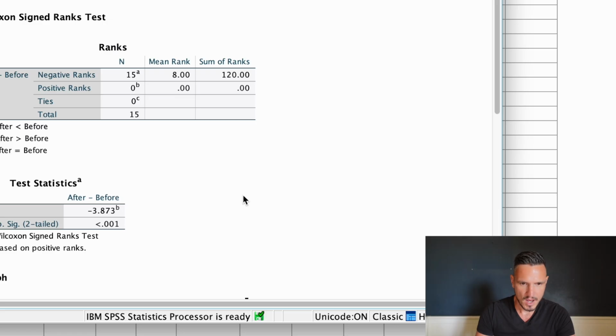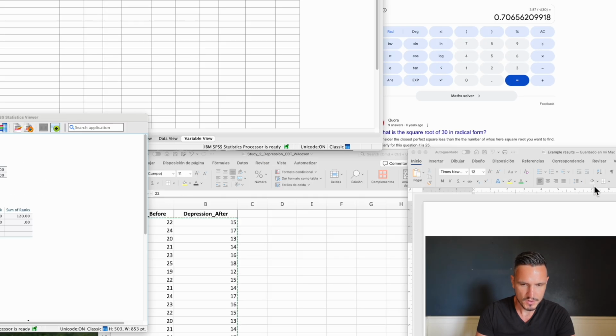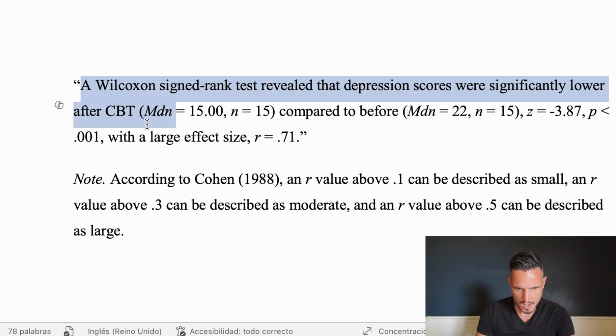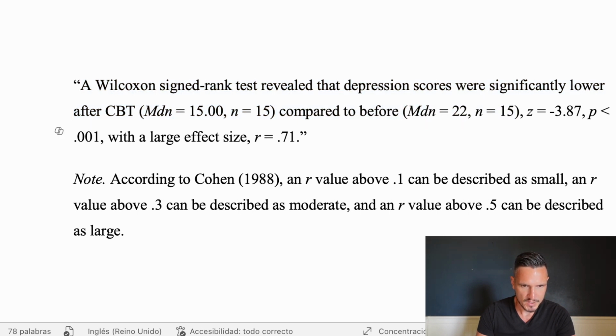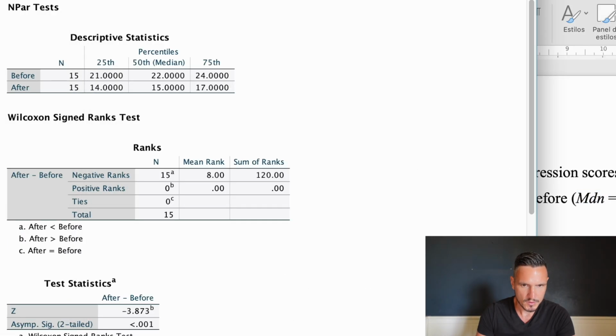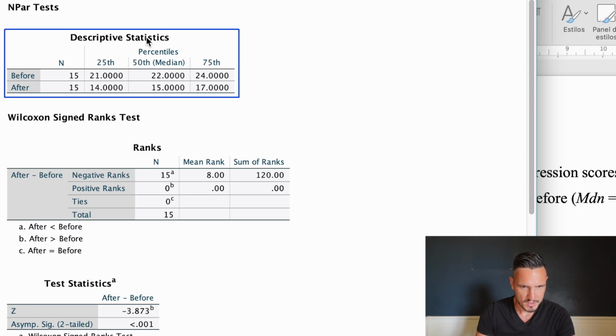So let's take a look now at how to write up these results. So I have an example here, and I've said that a Wilcoxon signed ranked test revealed that depression scores were significantly lower after CBT compared to before, and I've referred to those medians that we looked at previously. So we had a median of 15 after and a median of 22 before. Just to remind you of where those come from. Those come from this descriptive statistics table and this median column, where we have a median of 22 for before and a median of 15 for after.